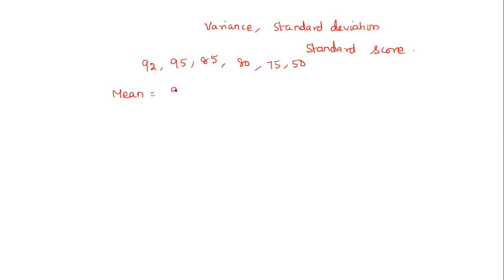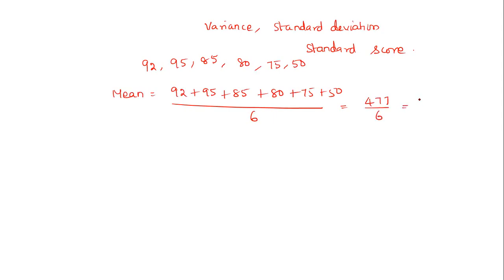So the mean is 92 plus 95 plus 85 plus 80 plus 75 plus 50 divided by 6, since there are 6 samples. So it is 477 by 6, and it is 79.5.